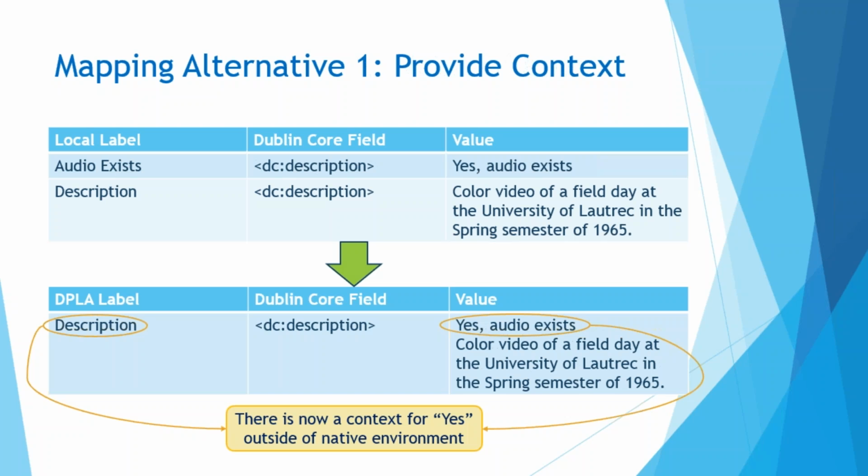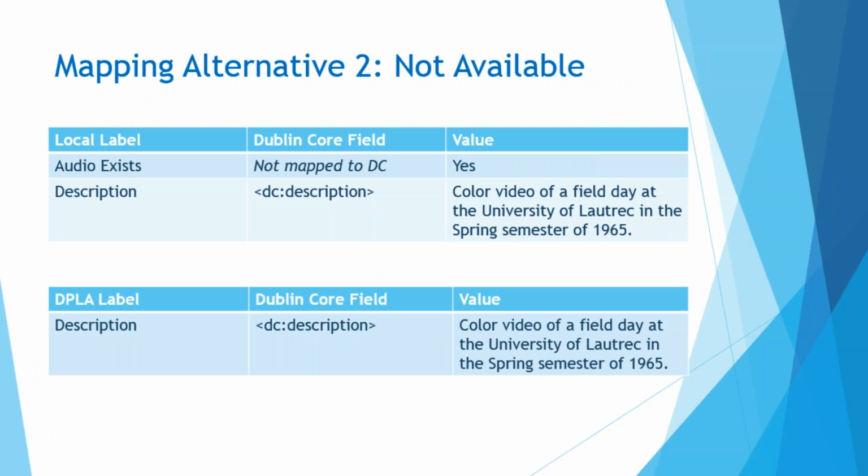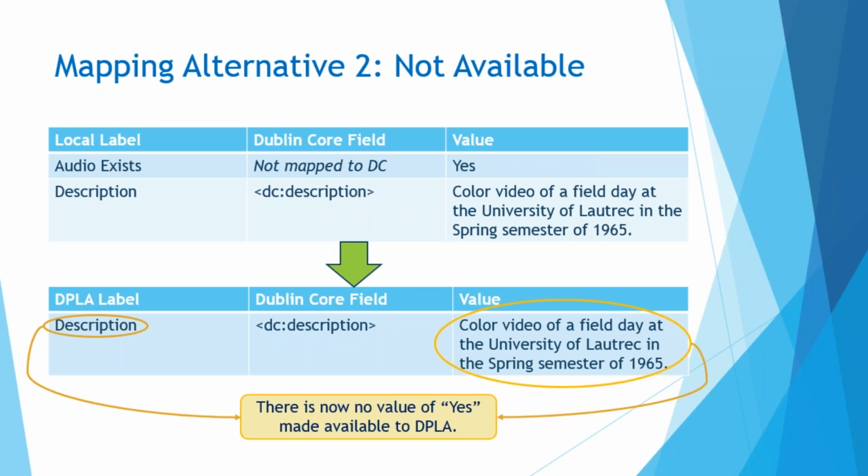The second option is to not map it to a Dublin Core field. This allows the information that can stand alone without local field names to be harvested by IDHH. And then you'll see in the second table that yes is not included in the DPLA description field, so it gets removed out of there. To that end, this will not affect what happens at the local level. It only affects what is visible on the DPLA side. So you see that there.